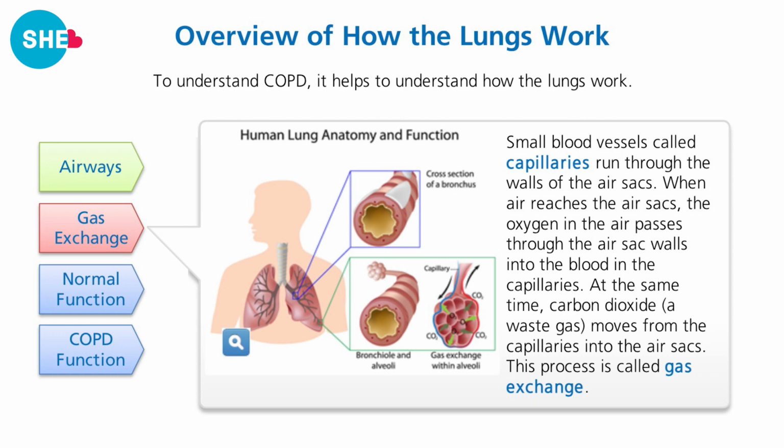Gas exchange. Small blood vessels called capillaries run through the walls of these air sacs. When we breathe in, oxygen from the air passes through the walls of the air sacs into the blood of the capillaries. At the same time, carbon dioxide, which is a waste product of the body that needs to be removed, moves from the capillaries into the air sacs. This is expelled when we breathe out. This process is called gas exchange.